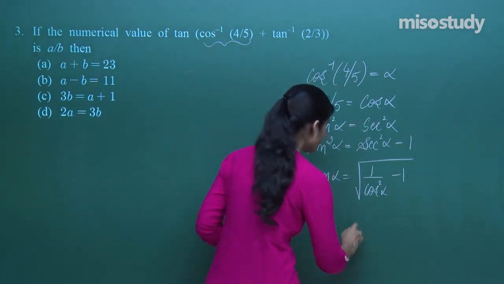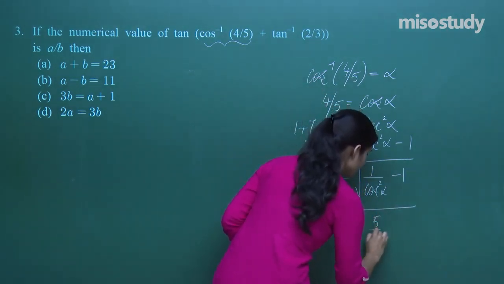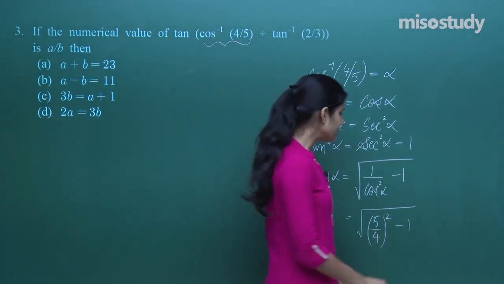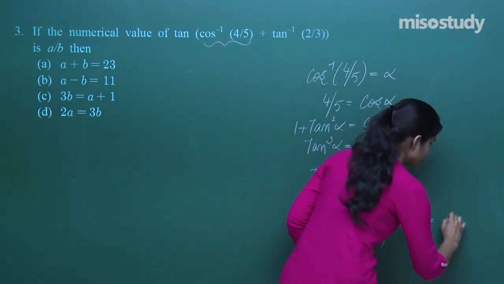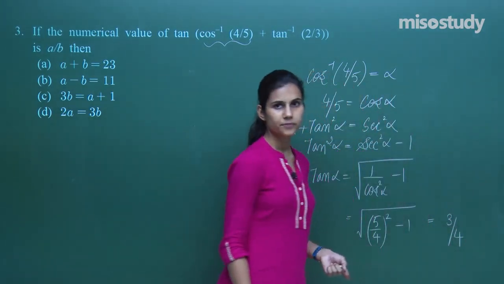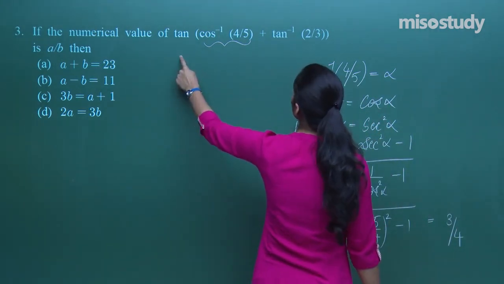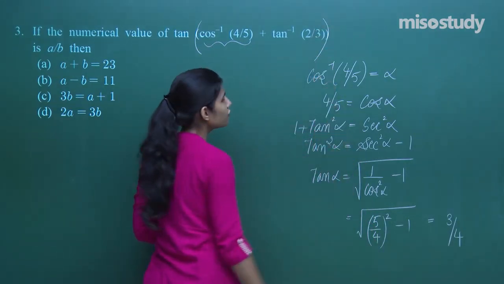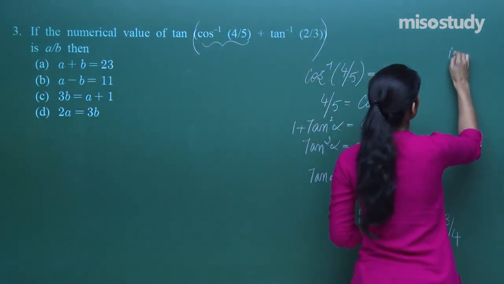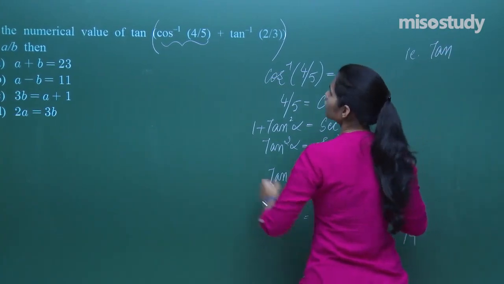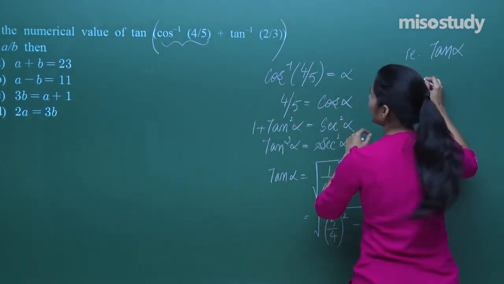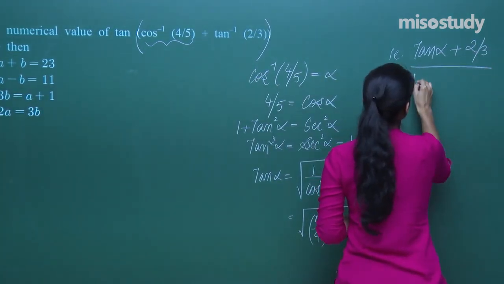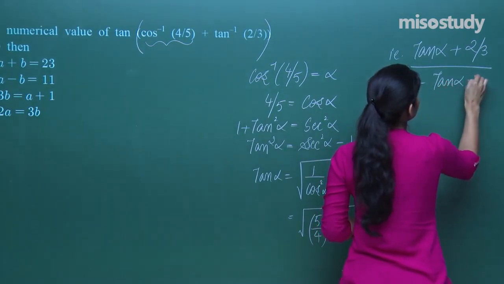But cos alpha is 4 by 5. So this becomes 5 by 4 whole square minus 1, which is 25 minus 16 by 16, that is 9 by 16, so 3 by 4. I want to get the value of tan of this plus this, tan of a plus b. It is tan a, tan of cos inverse 4 by 5, that is tan of alpha, plus tan of tan inverse 2 by 3, tan a plus tan b upon 1 minus tan a tan b.